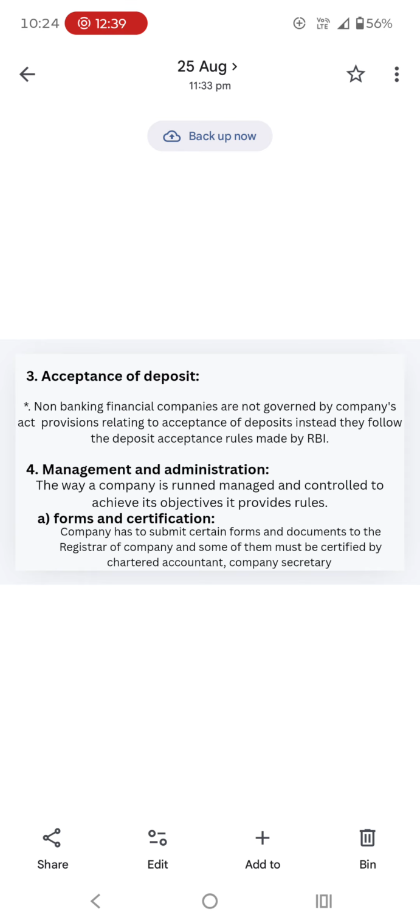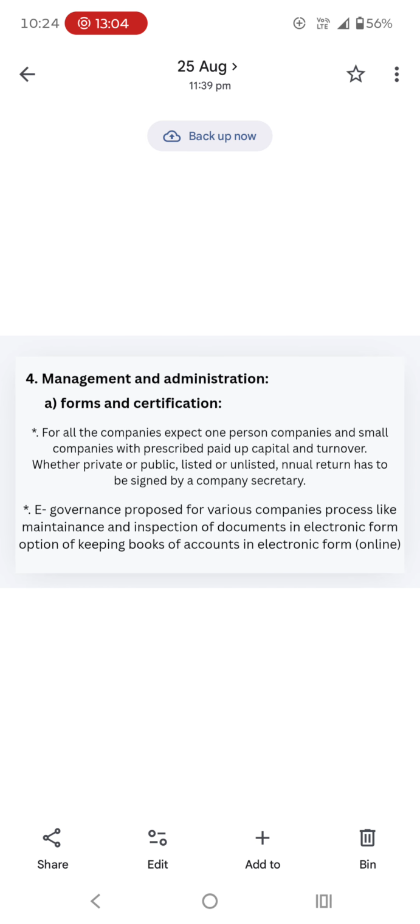Let us see the point. The company has to submit certain forms and documents to the registrar of companies, and some of them must be certified by a chartered accountant or company secretary. Yes, when the company is getting registered, it should be checked and certified by chartered accountants and company secretaries. Let us see what are the points under forms and certification.